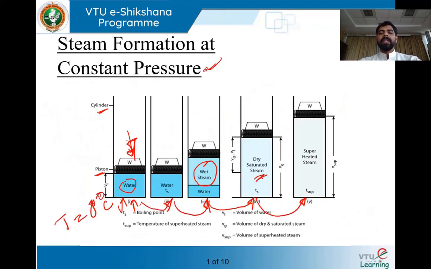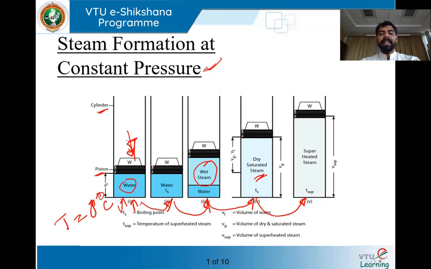Okay, this is how the steam is being formed at constant pressure. Why constant pressure? Because the external force or the external pressure acting on the piston is the same, W. But due to the change in state from water to wet steam to dry saturated to superheated steam, there will be an increase in the volume, that we know.